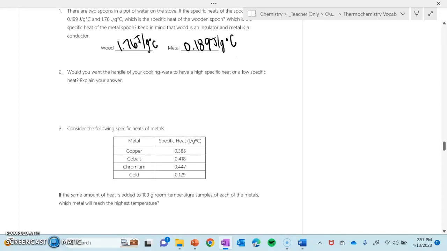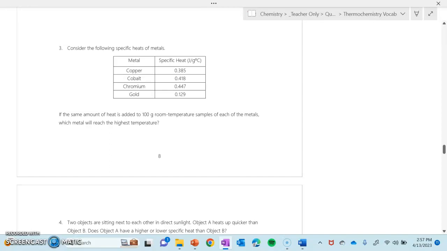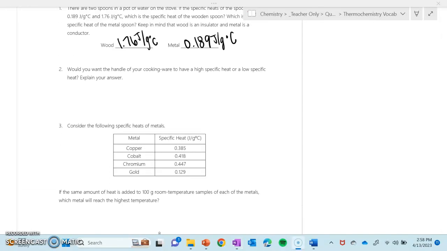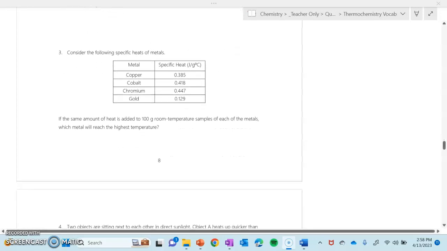So the same thought process is used for numbers 2, 3, and 4 on our page here. 2 is kind of an extension of number 1. Would you want the handle of your cookware to have a high specific heat or a low specific heat? We just had discussed that with wood and metal, so I'm going to leave that for you to do on your own. Number 3 says, consider the following specific heats of metals.